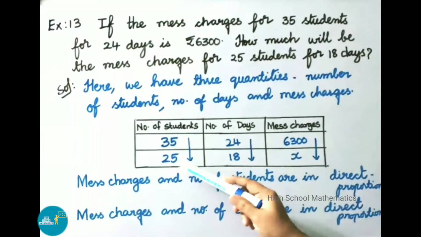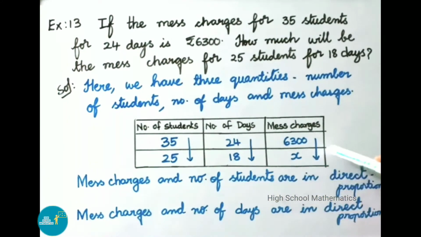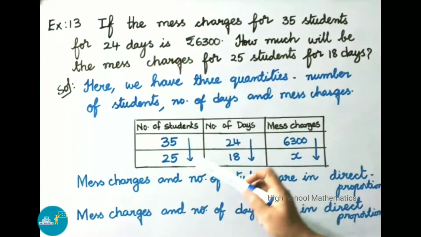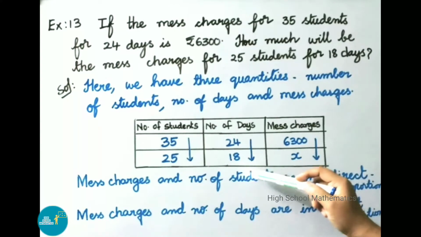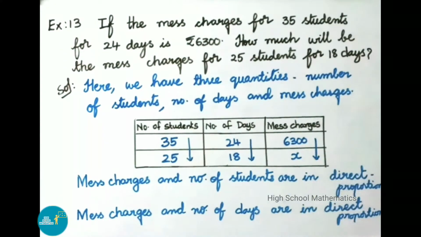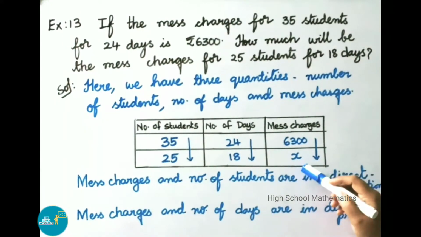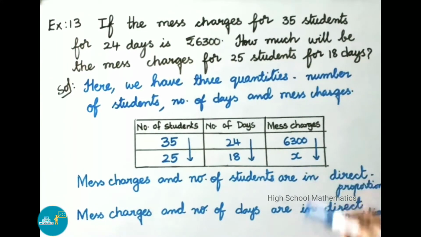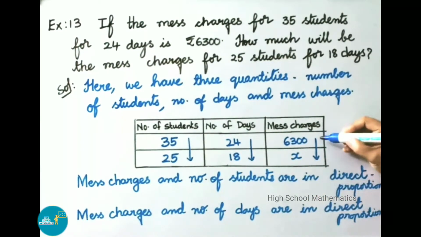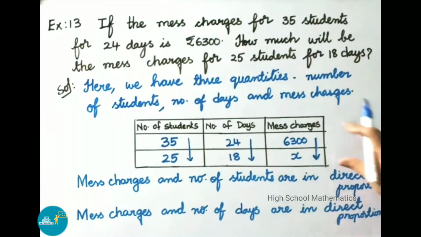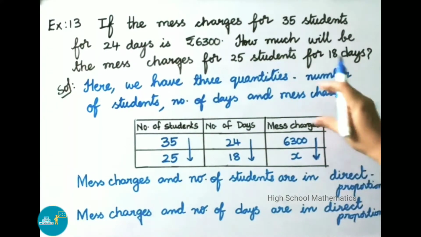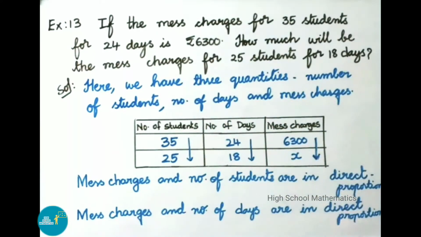For 35 students, 24 days, mess charges will be 6,300 rupees. For 25 students, for 18 days, how much will be the mess charges we have to find. So here we don't know the value, and we have taken it as x. Whenever an unknown quantity is there, in that column we have to take the downward arrow. Now these mess charges will depend upon the number of students and number of days.